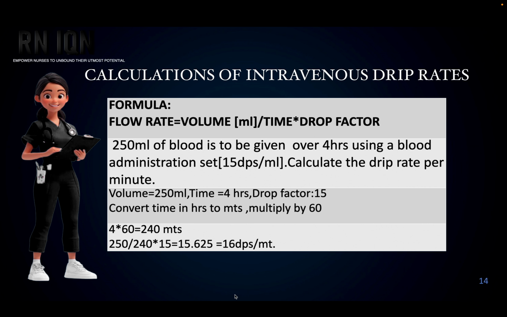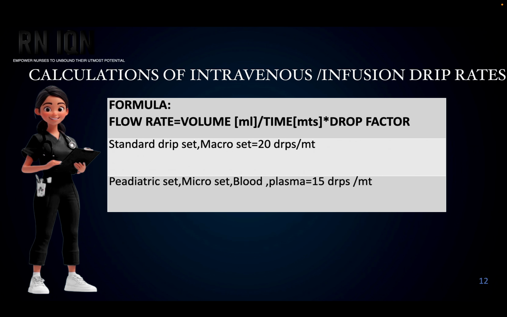Let's see another one. Here 250 ml of blood is to be given over 4 hours using a blood administration set, that is 15 drops per ml. If it's mentioned that a standard drip set or macro set is used, the drop factor is 20 drops per ml.